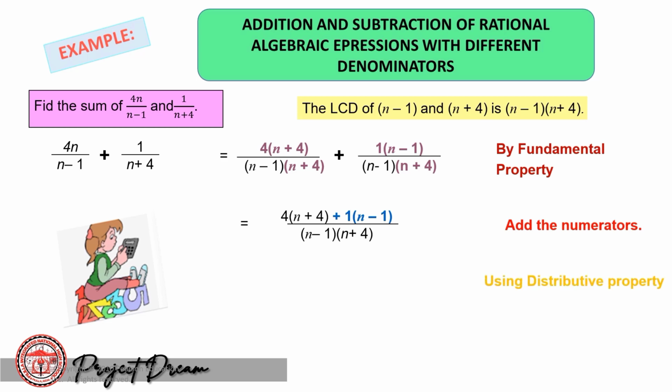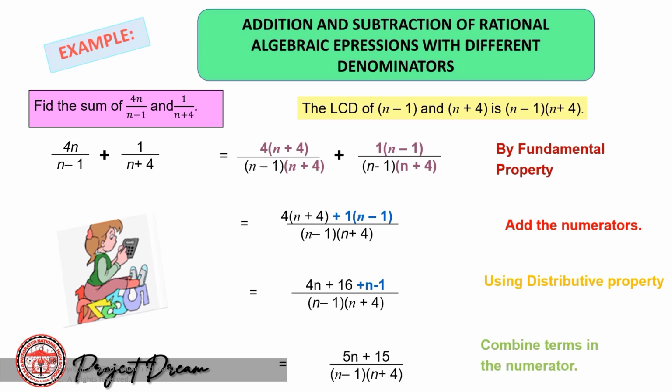Using the distributive property, we have now 4n plus 16 plus n minus 1 over n minus 1 times n plus 4. Combining like terms in the numerator, we have now 5n plus 15 over the quantity of n minus 1 times n plus 4, and that is the final answer.